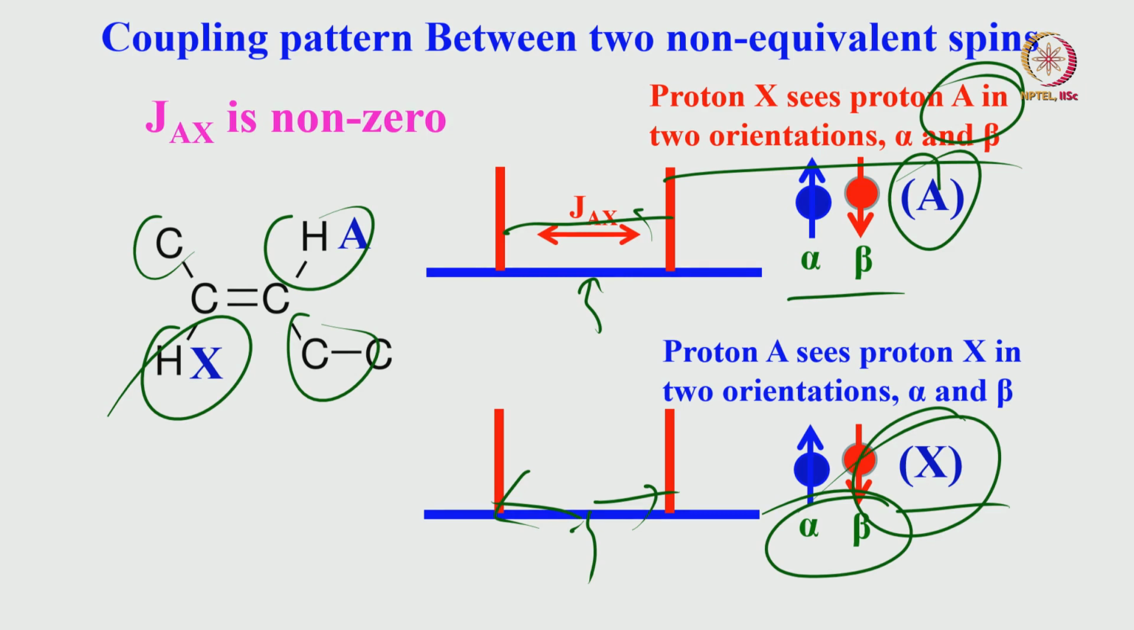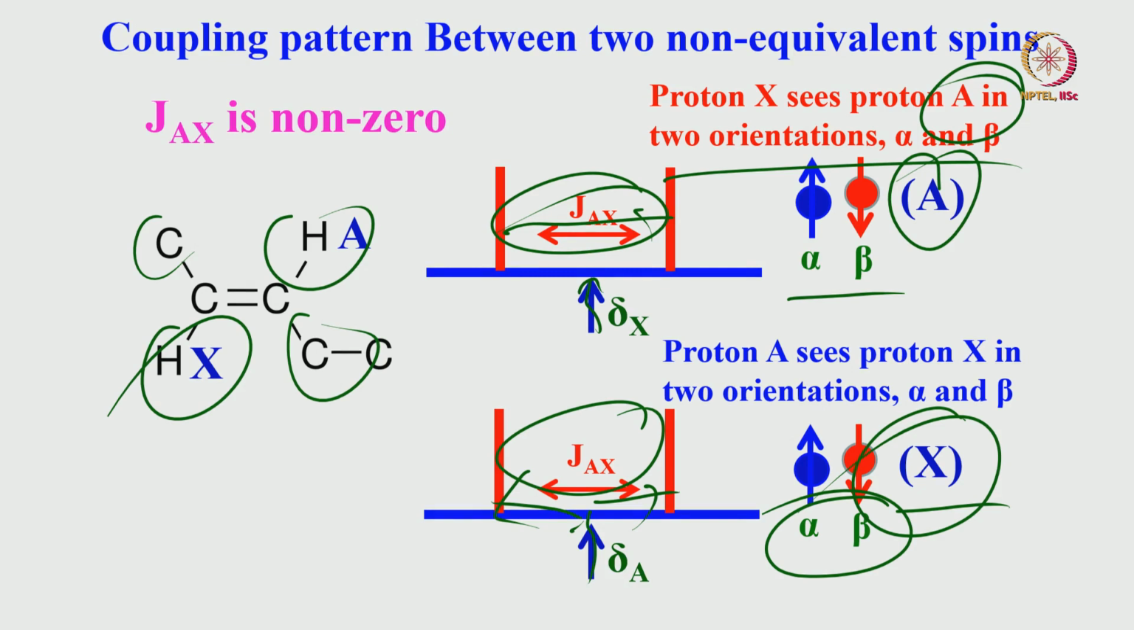Since the mutual interaction is mutual, as I said, if this is JAX, this also has to be JXA. There is no difference because the interaction strength should be the same, because they are interacting equally. Both A's interaction with X and X's interaction with A are identical in strength. So, this is how, when we have two protons with a non-zero J coupling, each of them will give a doublet. Please remember, the center of this doublet corresponds to the respective chemical shift.